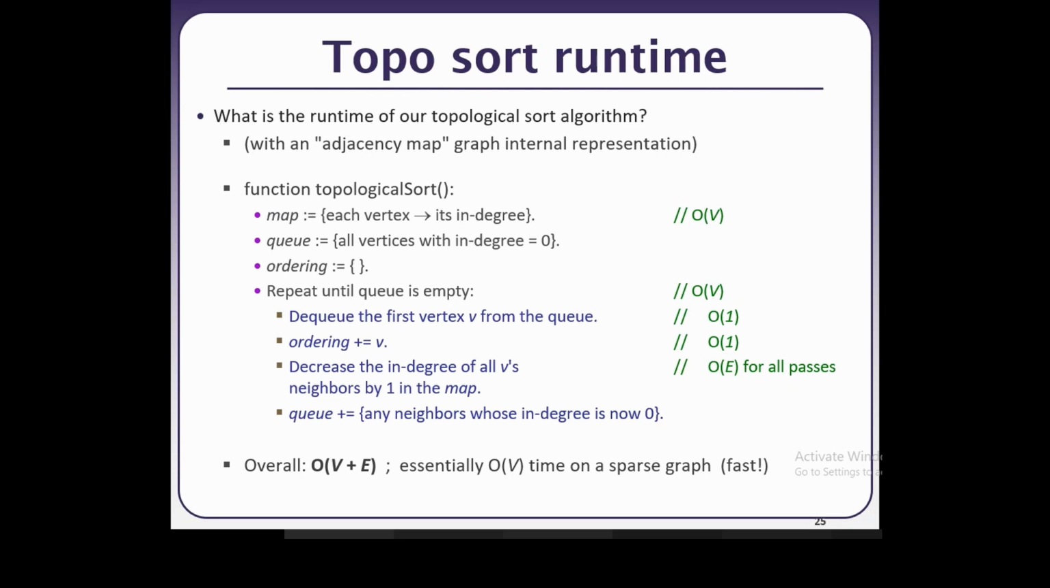The total complexity is basically dependent on the overall complexity, O of V plus E, means total number of vertices and total number of edges. So if suppose the graph is a sparse graph, it means the number of edges is less as compared to the number of vertices. So in that case, V will be dominating, means there is no significance of the number of edges, so the complexity will be O of V.